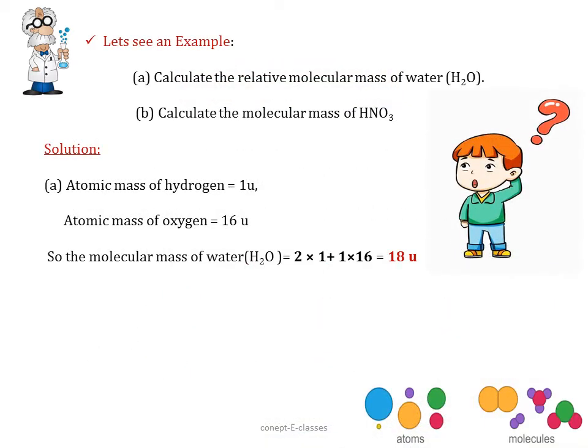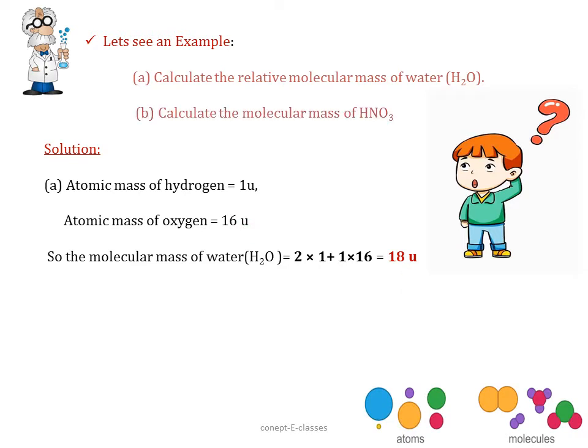So let's see an example to understand more about molecular mass. First we have to calculate the relative molecular mass of water, H2O. We know that the atomic mass of hydrogen is 1 u and the atomic mass of oxygen is 16 u. So the molecular mass of water, H2O, with 2 atoms of hydrogen, is 2 into 1 plus 1 into 16, which is equal to 18 u.